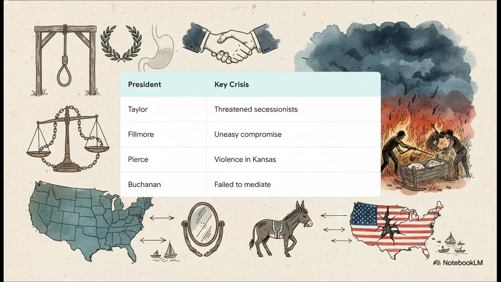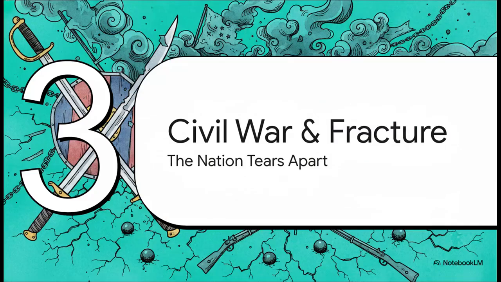And finally, James Buchanan. His attempts to mediate failed so abjectly that it directly led the Democratic Party to split and the southern states to officially leave the Union. And that powder keg ignites in Part 3, Civil War and Fracture.